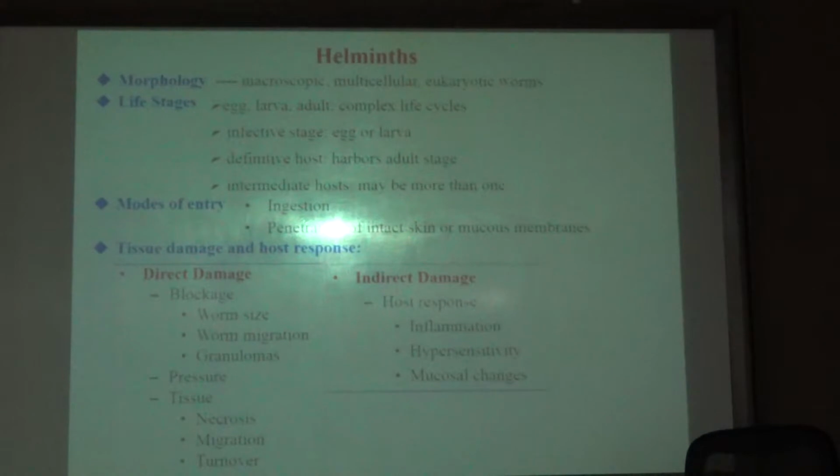They can block the intestine, they can block the bile duct, depending on which type of organism. Sometimes pressure symptoms can happen due to the formation of granulomas. Besides this, necrosis, etc. can happen. So multiple things can happen. Indirect damage: they can cause inflammation, hypersensitivity, and mucosal changes.